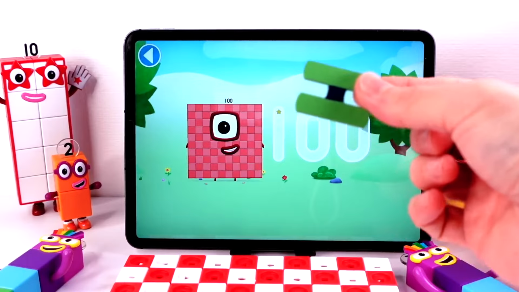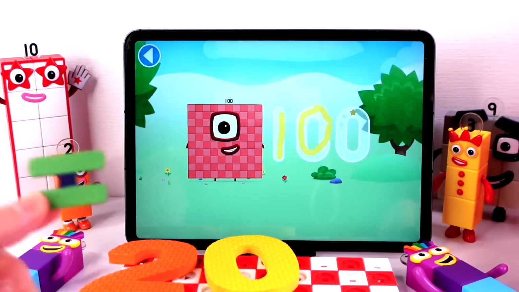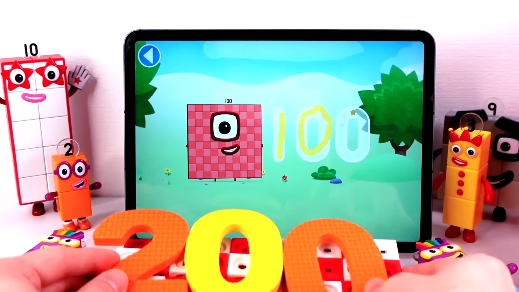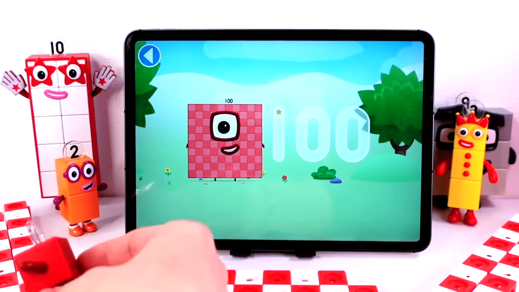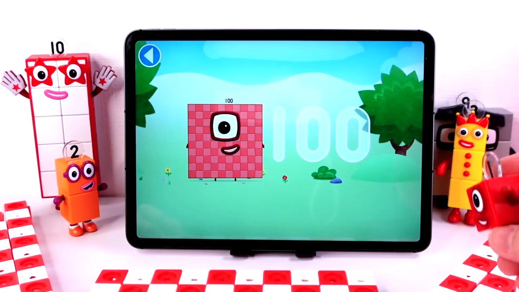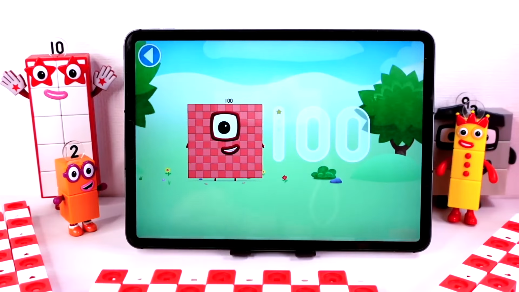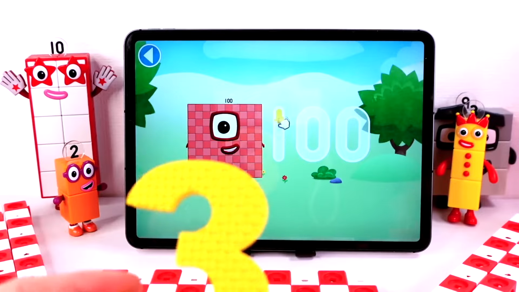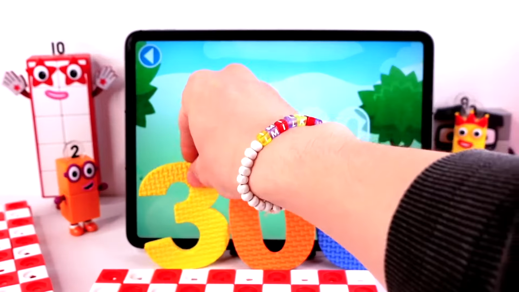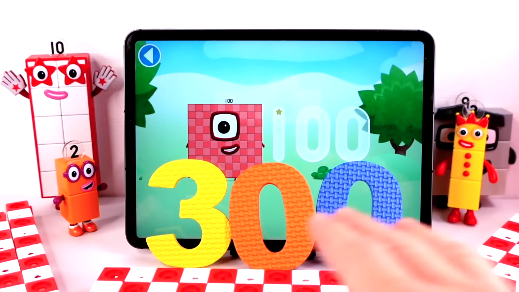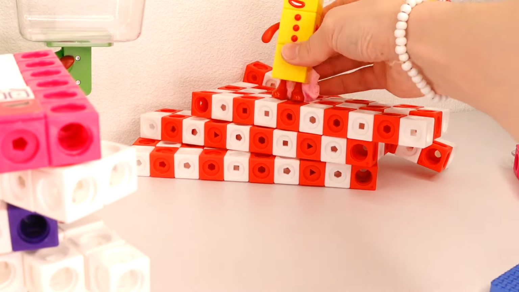Number block of 2, 100 number block. Look, guys, 200 number blocks. We find big number block. 100, 200 plus 100 equals big number block. 300 number blocks like this. Look, we find 100 number block, 200 number block, and 300 number block.